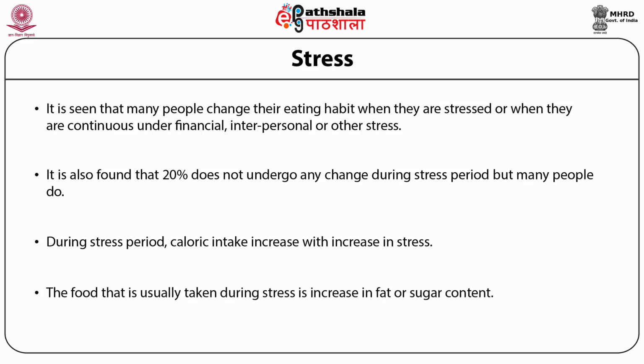The food that is usually taken during stress is increased in fat or sugar content. The obvious problem with the habitual use of food to reduce feelings of stress is twofold. First, emotional comfort feeding, when used repeatedly, results primarily in abdominal obesity because of the greater sensitivity of abdominal adipose tissue to the combined signals of insulin and glucocorticoids.